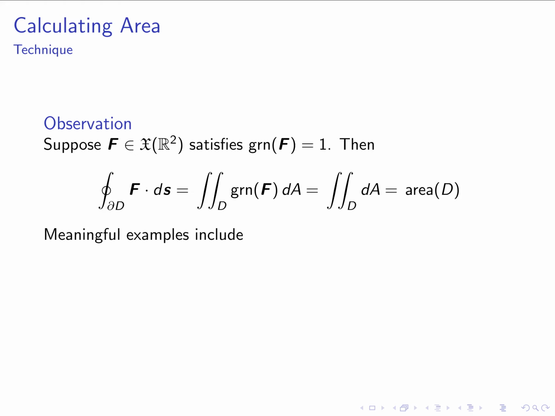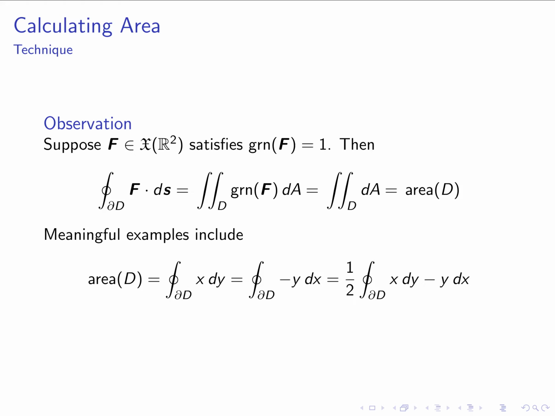And there are meaningful examples here. There are lots of different ways to choose vector fields whose Green operator equals 1. Here are a few of those examples. This calculation, that the work done by a vector field whose Green operator equals 1 is actually the area of the domain, can manifest itself as an equation that says maybe the area of a domain is equal to the line integral of x dy over the boundary of the domain.